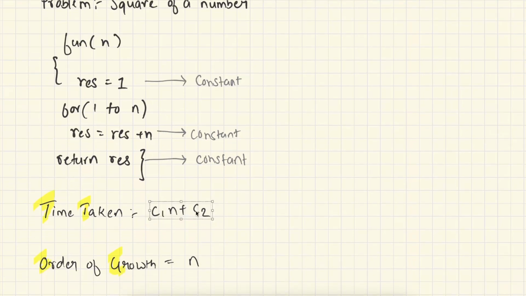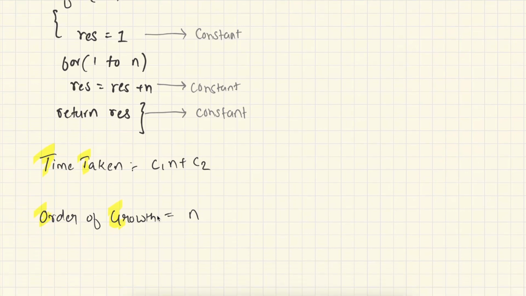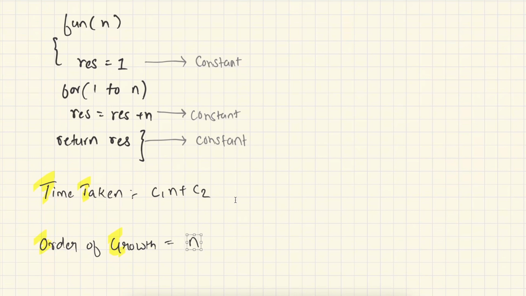Now let's remove this constant c2, which is a lower order term, and let's remove the coefficient of the higher order term. Here the higher order term is n and the coefficient of n is c1, so let's remove it. After removing the lower order term and the coefficient of the higher order term, we get n. So we conclude that the order of growth of this function is n. So far everything is fine.